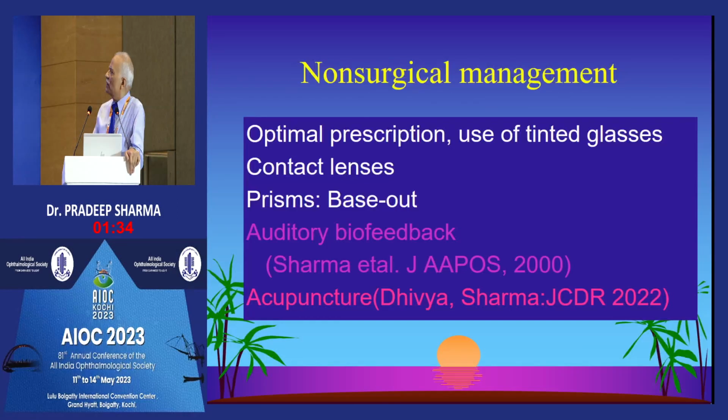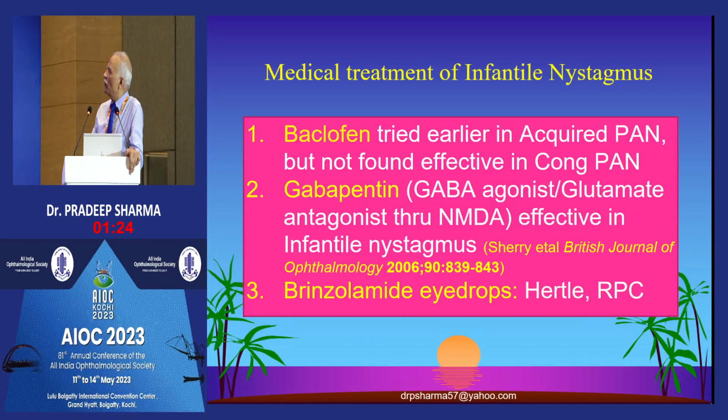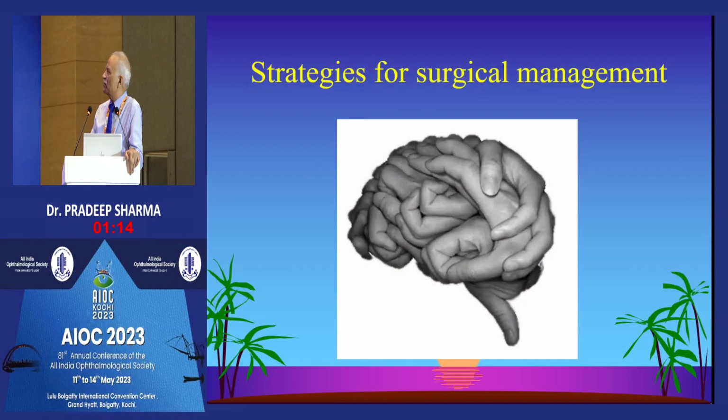In the non-surgical management, you have to do optimal prescription of glasses. Prisms usually have a very limited role. Auditory biofeedback and acupuncture we have tried as research work, but they are only for short-term goals. Medical treatment in the form of baclofen, gabapentin, and even brinzolamide eye drops have been tried, but they have a limited role at present.